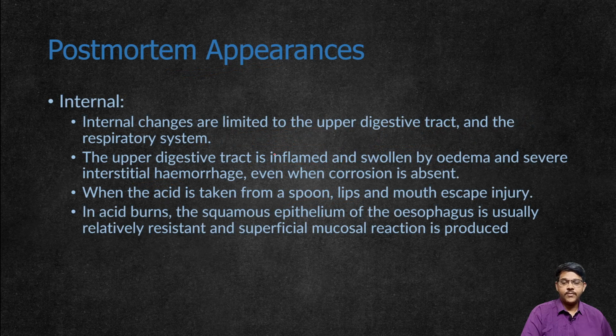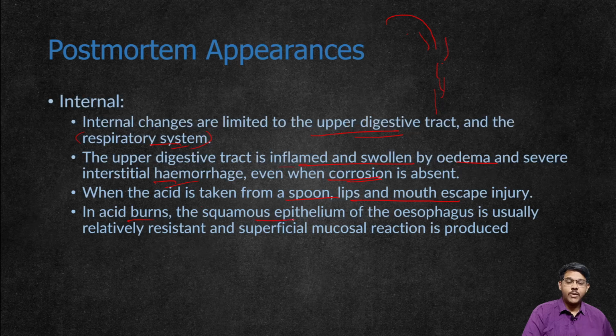Internally, when the body is dissected, internal changes are limited to the upper GI tract and respiratory system. As the acid enters the trachea and esophagus, it damages along the way, and the damage is seen as it passes through the upper GI tract and trachea. The upper GI tract is inflamed and swollen by edema and severe intestinal hemorrhages, even when corrosion is absent. When acid is taken from a spoon, lips and mouth may escape injury.